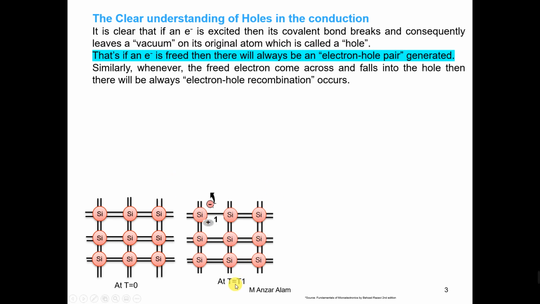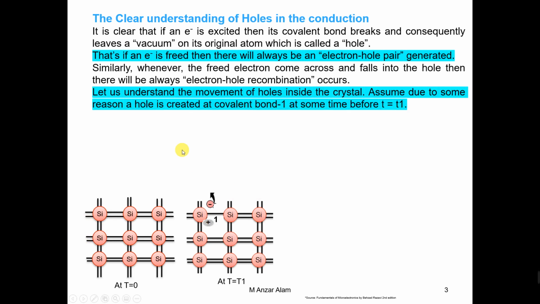So we divided it into two steps in a sequence of time. At time t1, we have the covalent bond 1. In this covalent bond, we can see only one electron is sharing, because the other electron is removed, it is away, and the hole is created. So the covalent bond 1 is broken here.